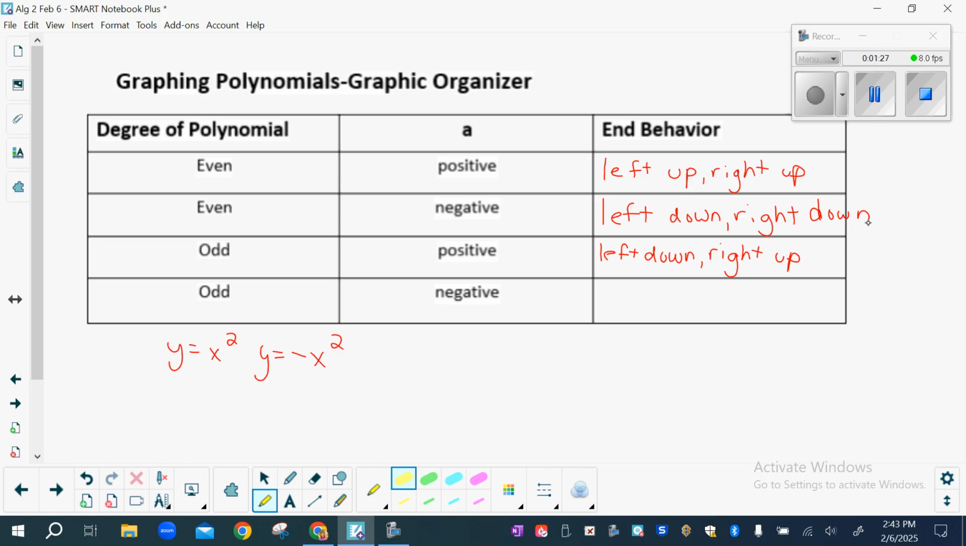So what did it do again to these words over here? The up changes to down. Yeah, so it's like opposite. And then this up changes to down. And then here on the odd negative, somebody want to take a guess as to what's going to happen when the degree is odd and A is negative? It's going to be left up and right down. Good.